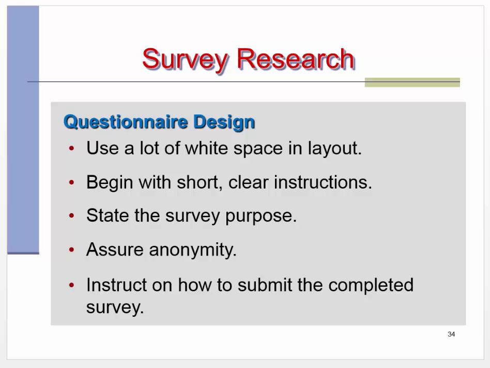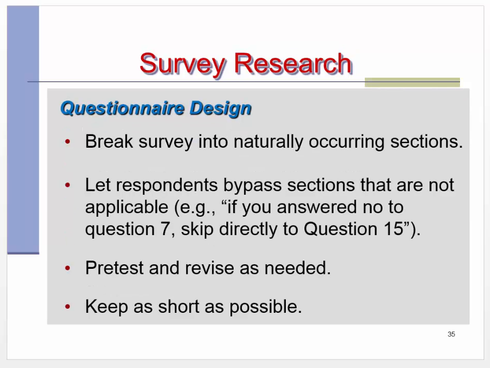In designing your questionnaire, make sure you use a lot of white space in the layout. Begin with short, clear instructions. State the survey purposes, assure anonymity, and instruct on how to submit the completed survey. You may break the survey into naturally occurring sections, so respondents can bypass sections that are not applicable. For example, if you answer no to question number 7, skip directly to question number 15. You should pre-test and revise as needed, and also keep the survey as short as possible.